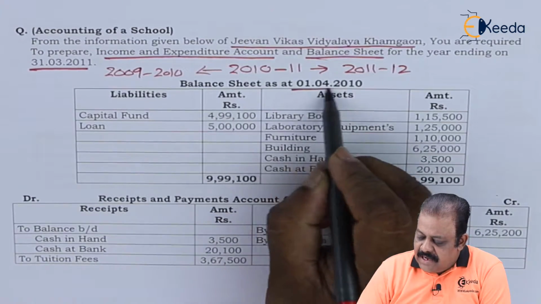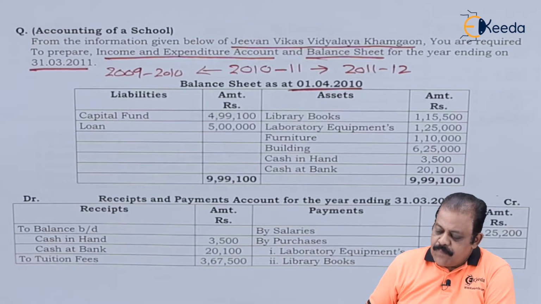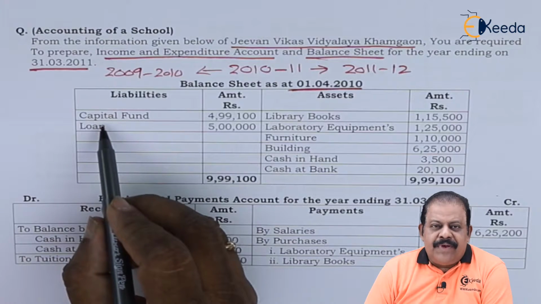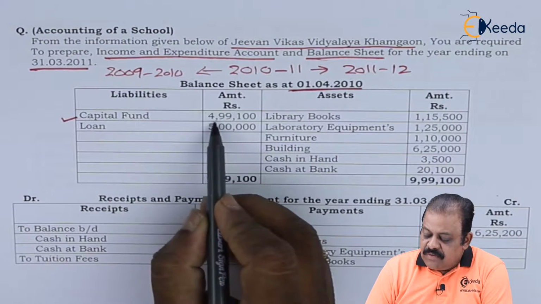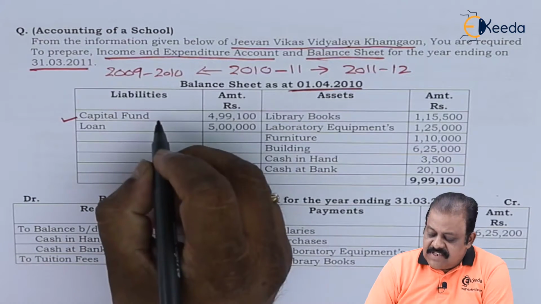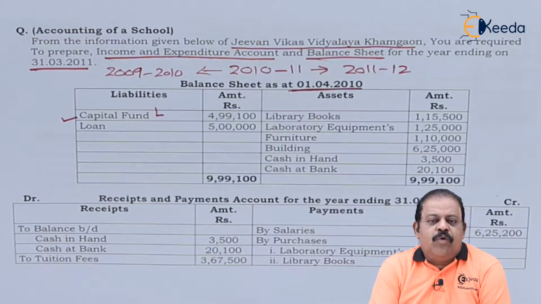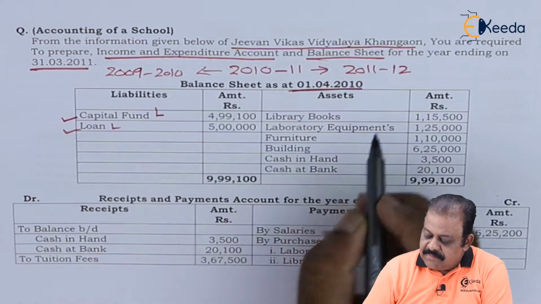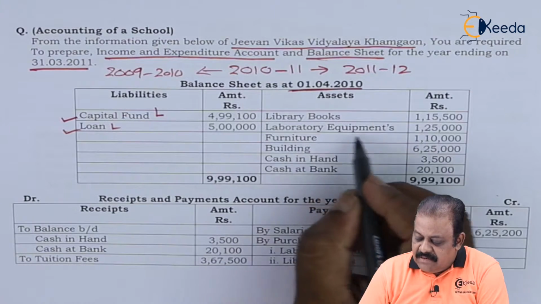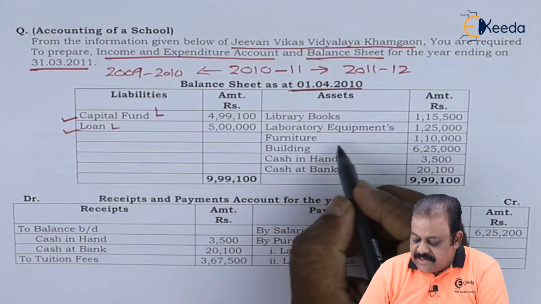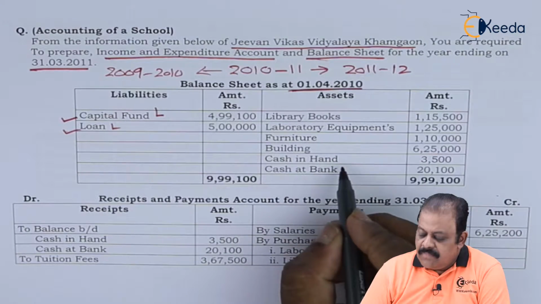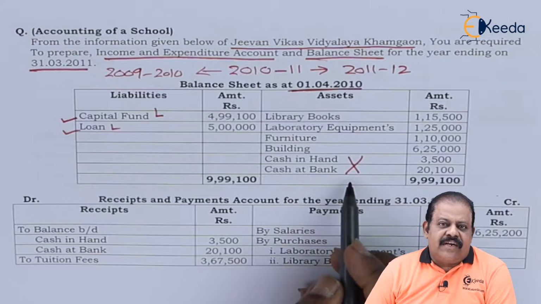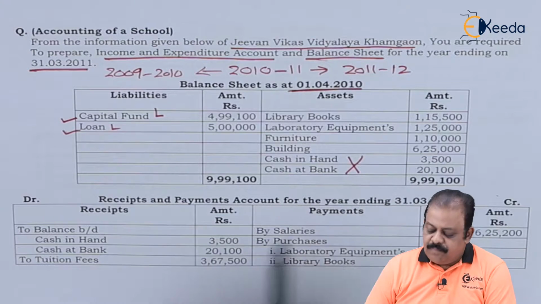Balance sheet as at 1st April 2010. On the liability side we have the opening balance sheet showing opening capital fund 4,99,100. This will be recorded in the closing balance sheet as opening balance. Loan liabilities. Library books is an asset. Laboratory equipment is an asset. Furniture is an asset. Building is an asset. Cash in hand, cash at bank. These opening balances are not recorded anywhere in final accounts of NPO.